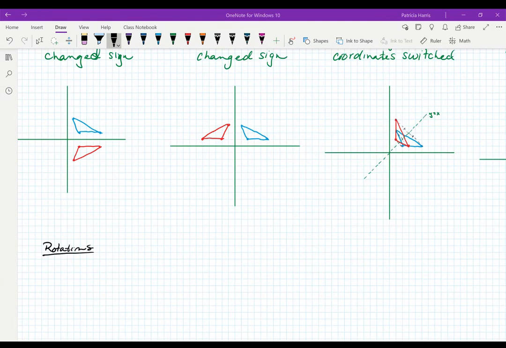Okay, so for our last transformations, we're going to talk rotations. Now, when we do rotations like this, we always want to think of it as a counterclockwise rotation by an angle theta. So rotations will be counterclockwise by an angle theta. Okay, so the first thing you got to know is what angle are you rotating?